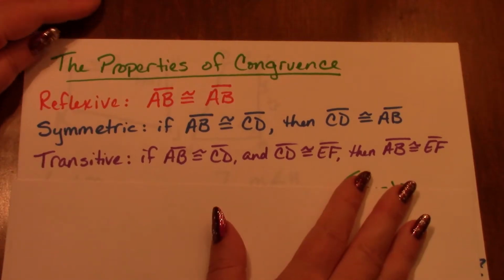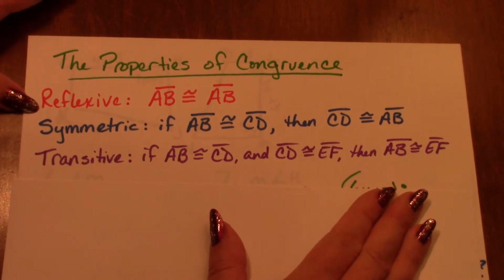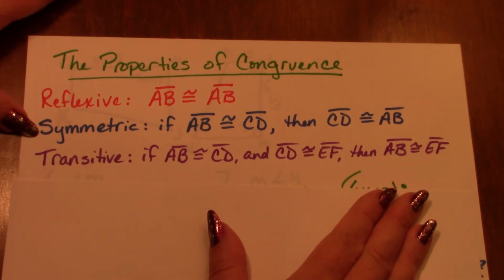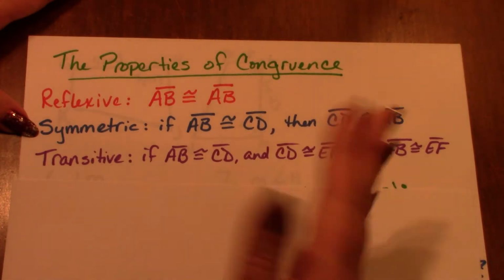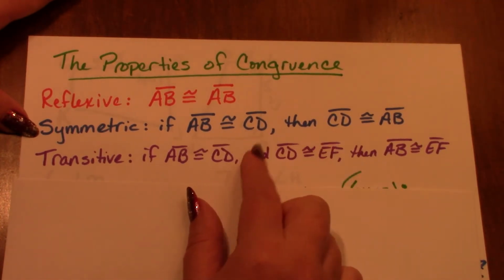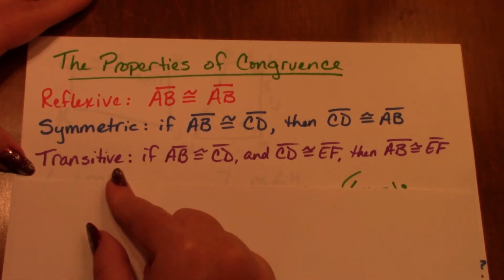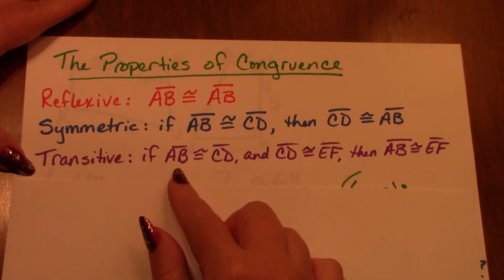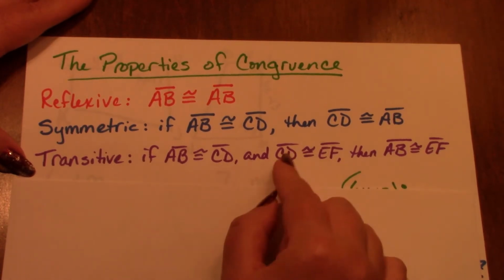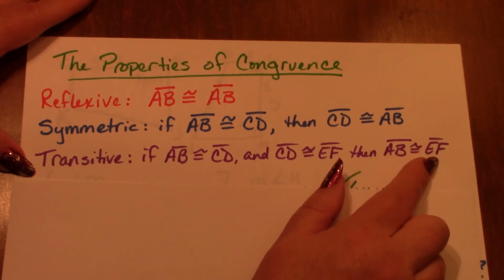We have 3 different properties of congruence. We have a reflexive property, which means line AB is always congruent to itself. This is like the identity property that we've studied before. We have a symmetric property, which means vice versa is also true. If AB is congruent to CD, then CD is also congruent to AB. And then we have actually a useful one, which is called the transitive property. If AB is congruent to CD, and CD is congruent to EF, therefore, AB is congruent to EF.